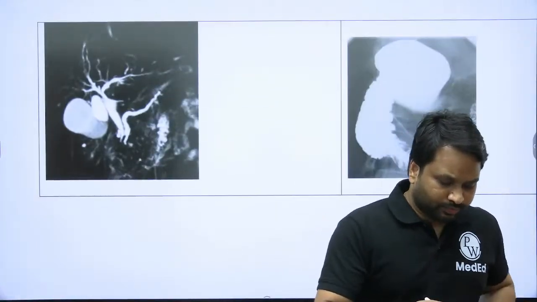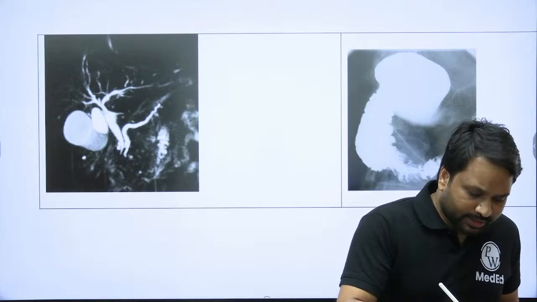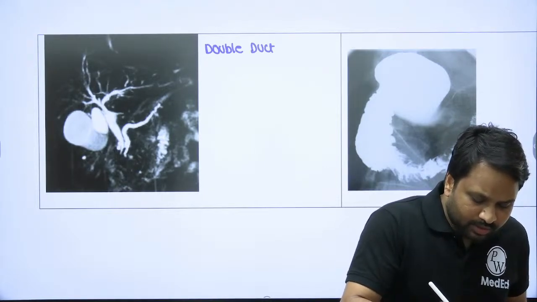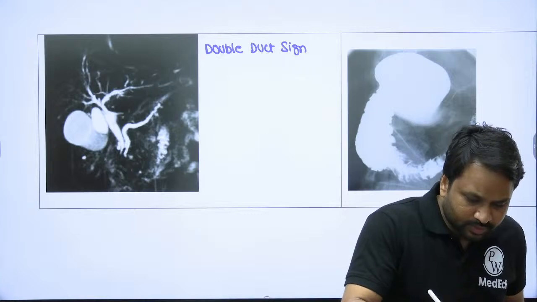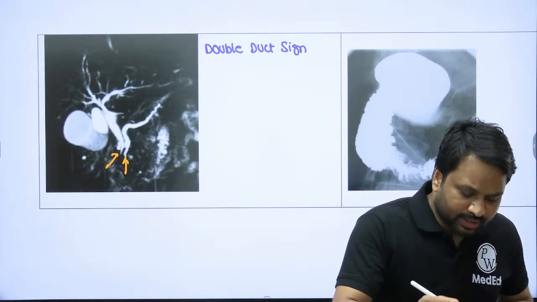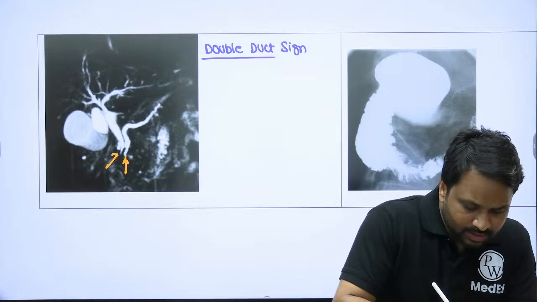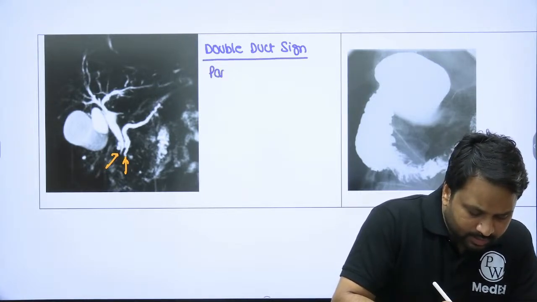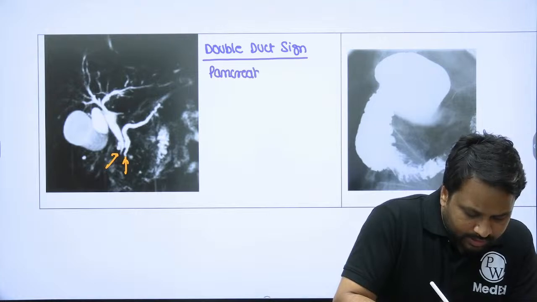Now, where do you see a double duct sign? A double duct sign. You can see this is one duct, this is one duct. This is usually seen in pancreatic head cancer.